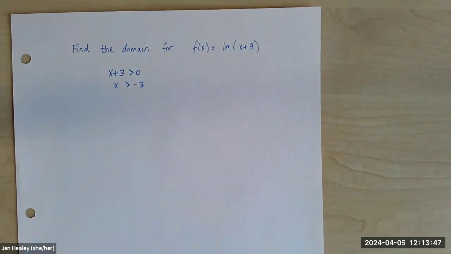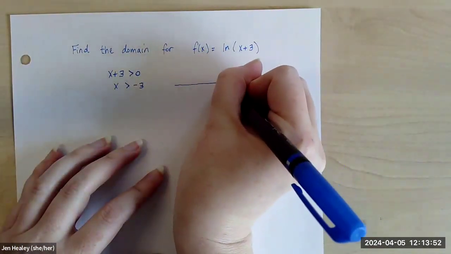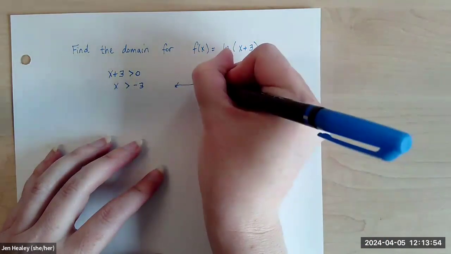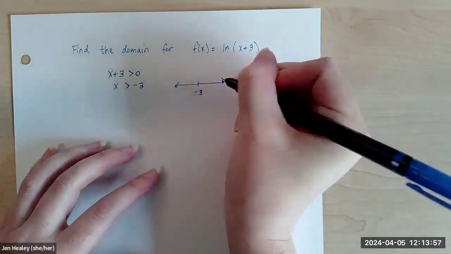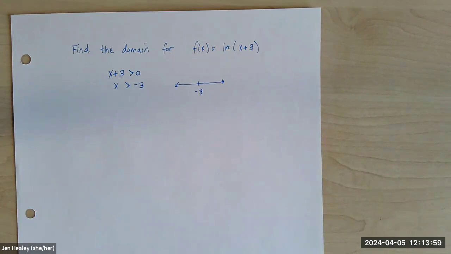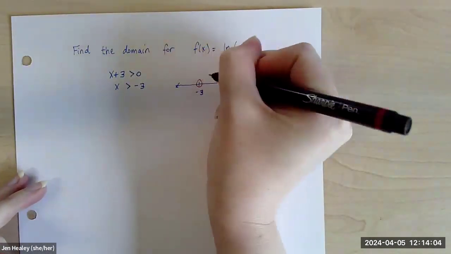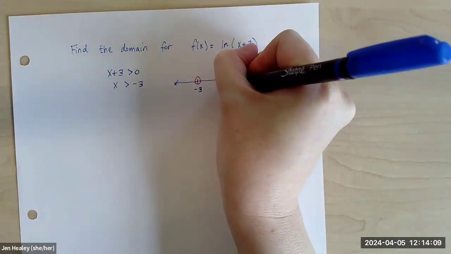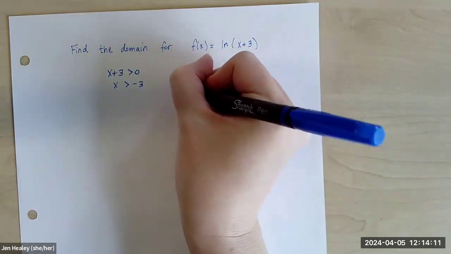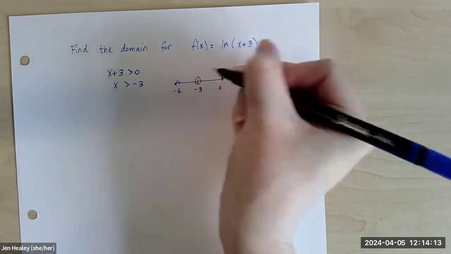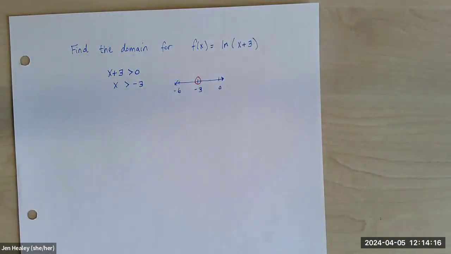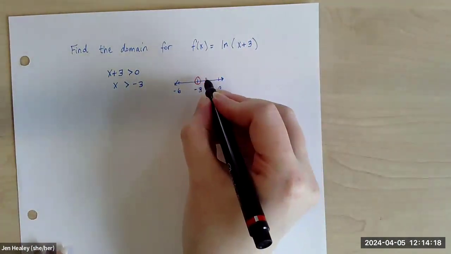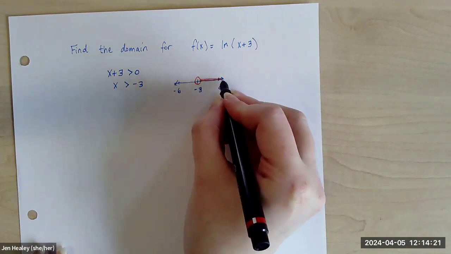So if x is greater than -3, and you're not sure how to do that in interval notation, if you put -3 on the number line, greater than -3 means open circle on the -3. Then if I go toward this direction, this is toward the direction of 0, and this is toward the direction of more negative numbers. So this would be like -6, and this would be like 0 over here. If I want x to be greater than -3, I need to shade toward the direction of the 0.